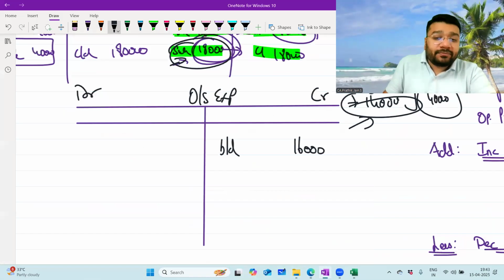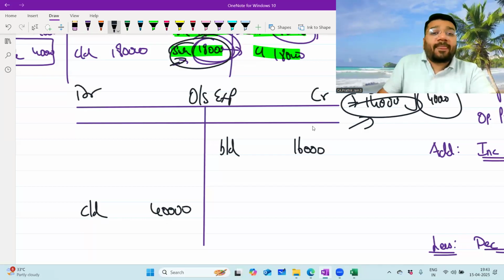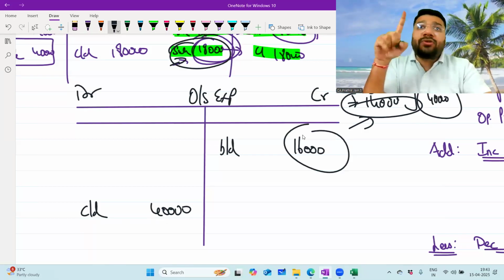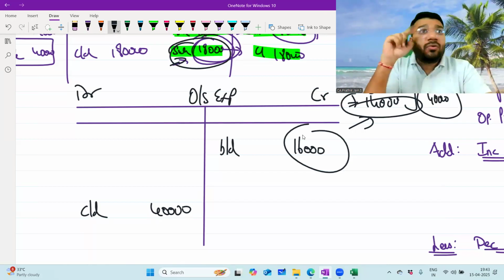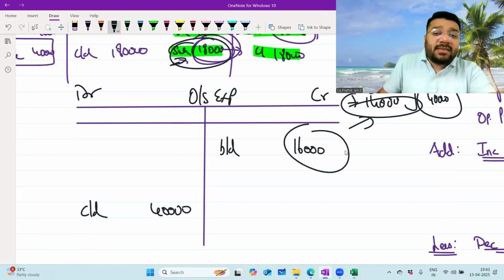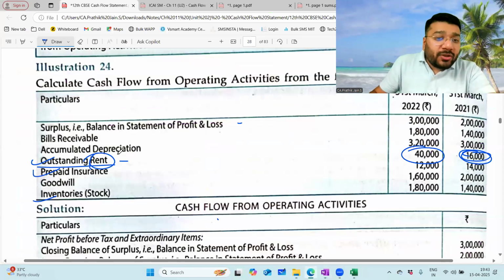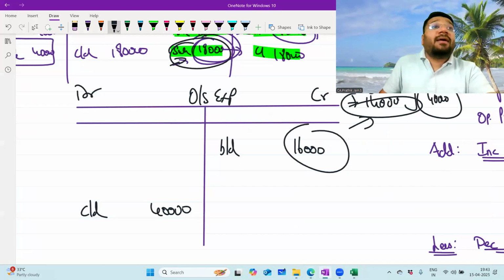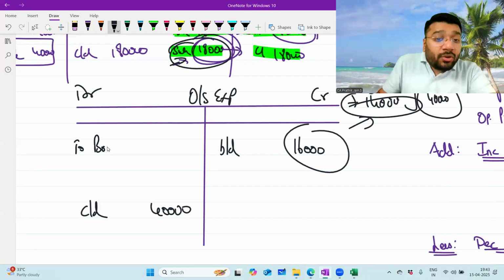Closing is how much? 40,000. Same logic. Guys, will you keep the amount outstanding till the end of the year? No. So obviously, this is the outstanding what? Rent. So this was the March month rent outstanding. When did you pay? April month, next year. So what is the payment entry? To bank how much? 16,000.